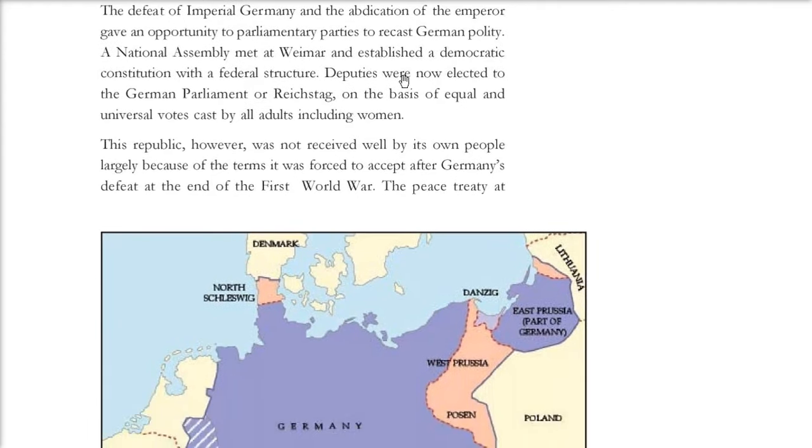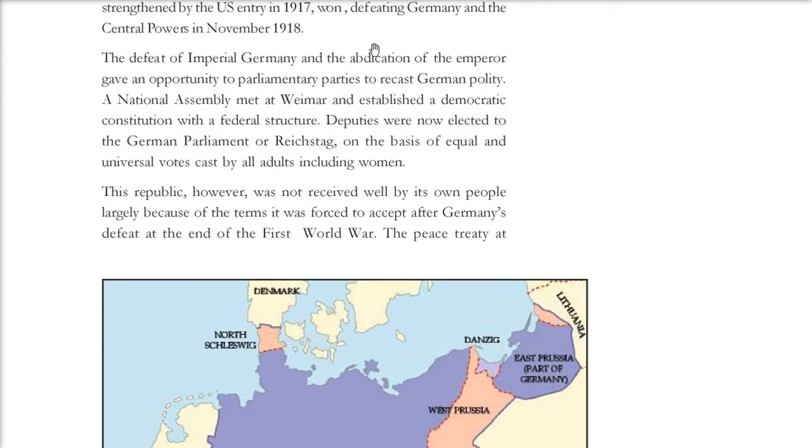The National Assembly met at Weimar and established a democratic constitution with a federal structure. Now the deputies were properly elected to the German parliament, or Reichstag, which is also the name of the German parliament, on the basis of voting cast by all adults, including women also.